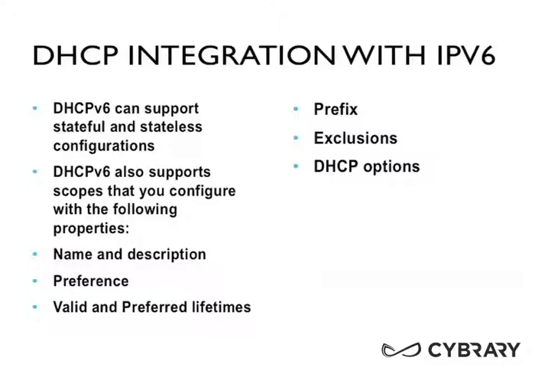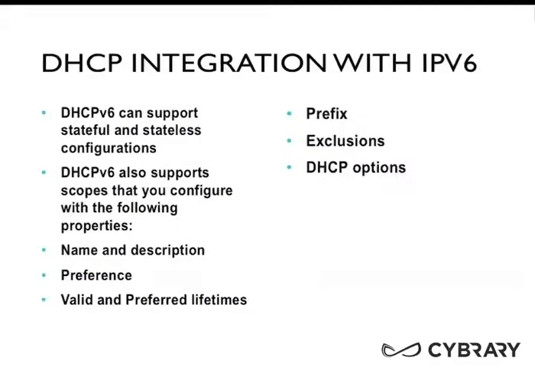Also, DHCP version 6 supports scopes that configure the following properties such as name and description, just like our DHCP version 4 scope. Preferences. This has information on what server the DHCP clients will use if you have multiple DHCP servers in a subnet. You will specify preference on what DHCP servers are to be used by DHCP clients. Also, we have valid and preferred lifetimes. This will define how long the addresses are valid. How long the IP address is valid.